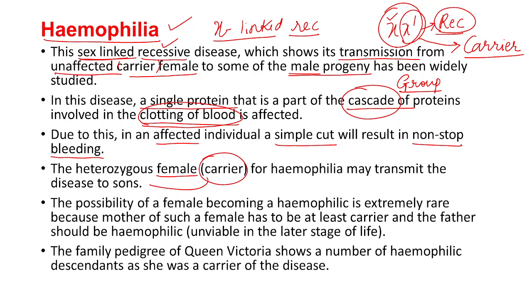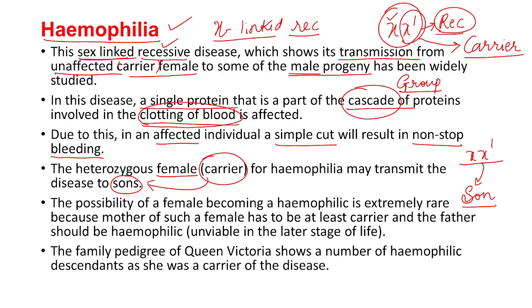And next point, a heterozygous female, who is called a carrier for this particular disease, may transmit the disease to her son. Heterozygous female, that is X and X dash, is called a carrier. She may transmit the disease to her sons, particularly half of the sons.